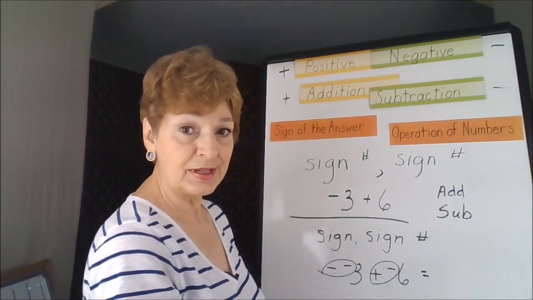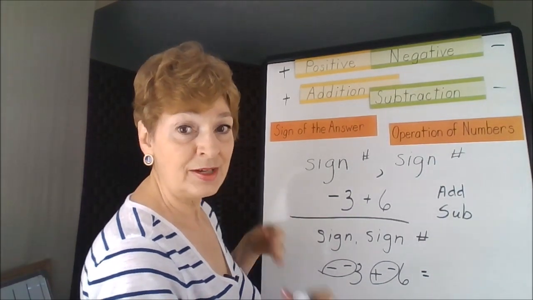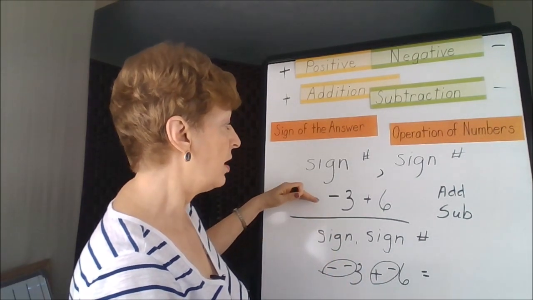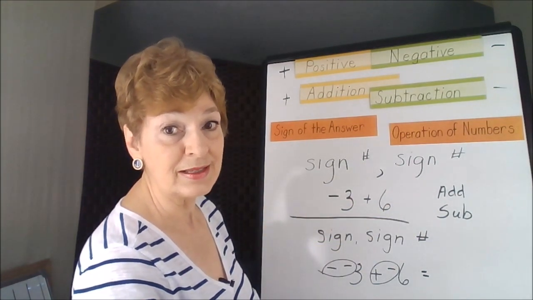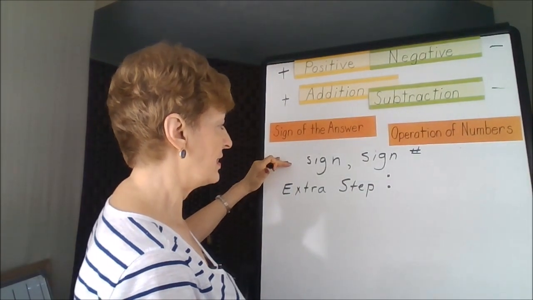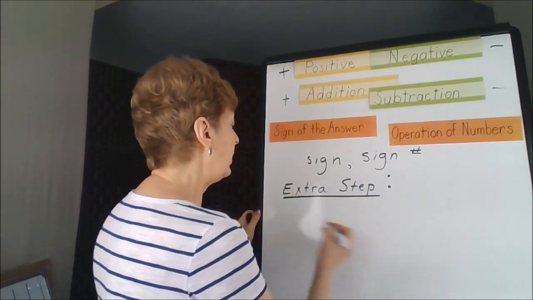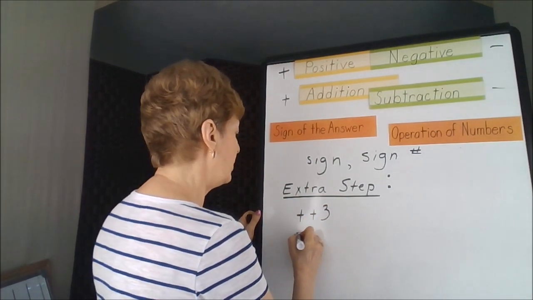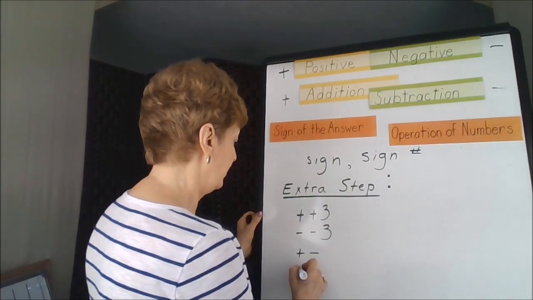Well, that's very confusing. So when you have this situation, there is an extra step that I teach in order to get the problem to look like this again, where it's sign, number, where you can apply the rules for addition and subtraction. This is what it looks like. When you have this situation of sign, sign, number, you have an extra step to do. You could have two positive signs and then a number. You could have two negative signs and then the number, or you could have one of each.